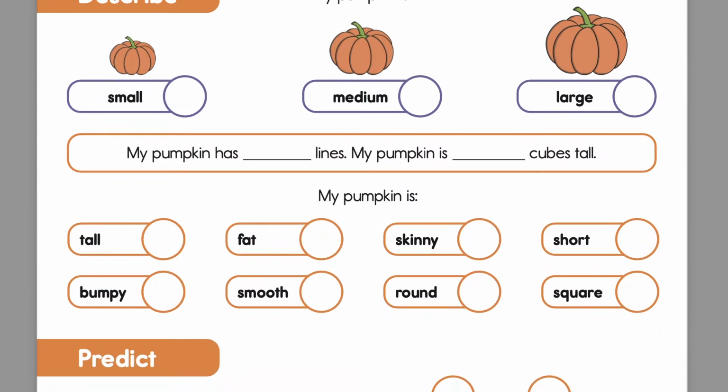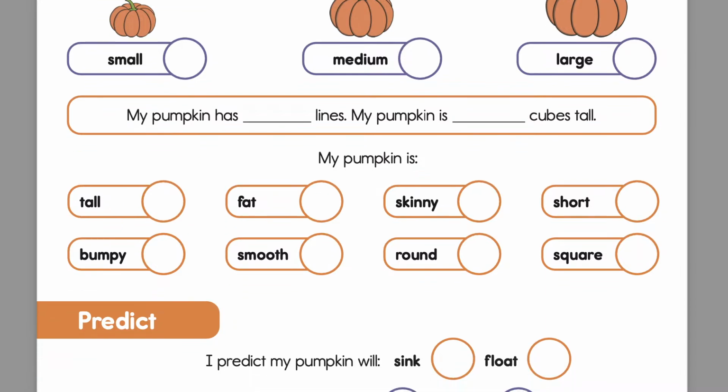My pumpkin. And then here are other ways to describe it. Tall, bumpy, flat, fat, smooth, skinny, round, short, square. I said flat because sometimes pumpkins have a flat side too, right? Sometimes pumpkins have a flat side too.